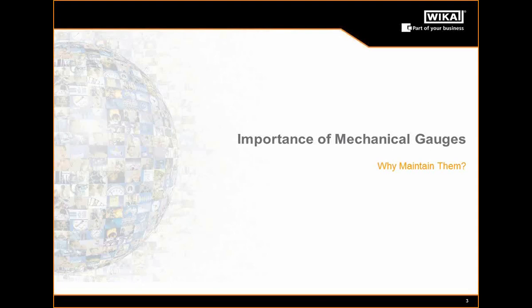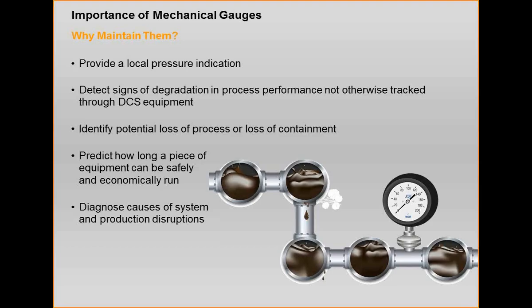So to begin, let's talk about mechanical gauges. Why is it important to maintain them? Mechanical pressure gauges, to begin with, offer that local pressure indication that you're not going to get in the plant for so many other pieces of equipment that don't belong to the centralized computer systems. They can help you detect signs of degradation in your process performance and other major operating parameters that aren't being tracked in DCS. Oftentimes, they'll help you identify your potential for loss of process or loss of containment.